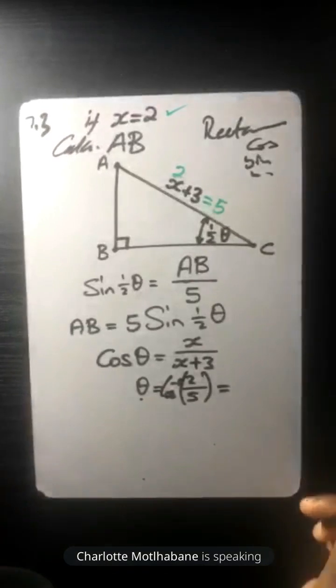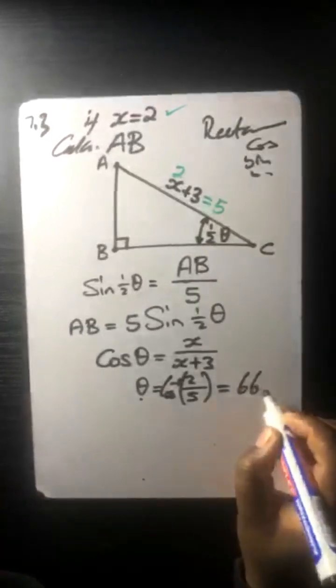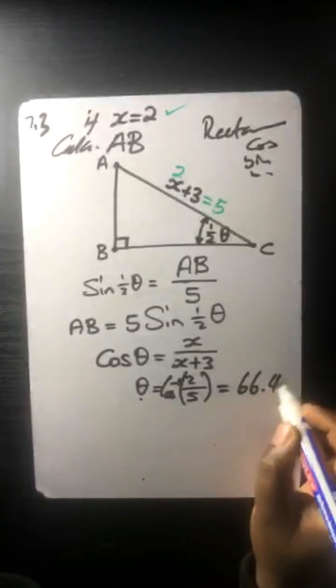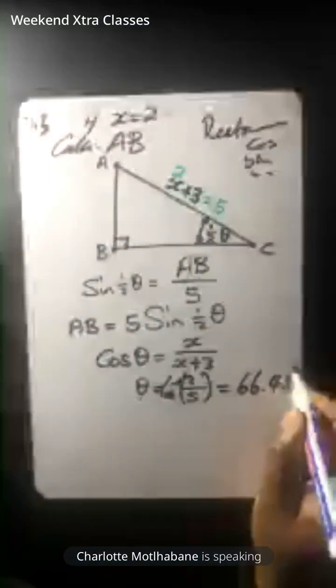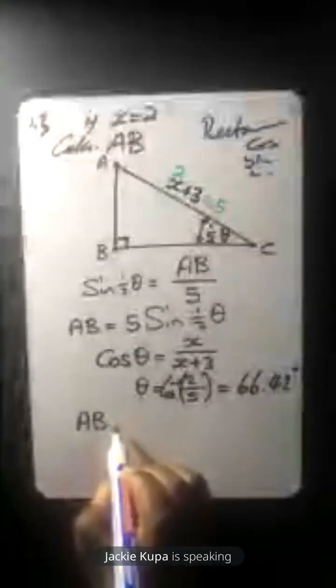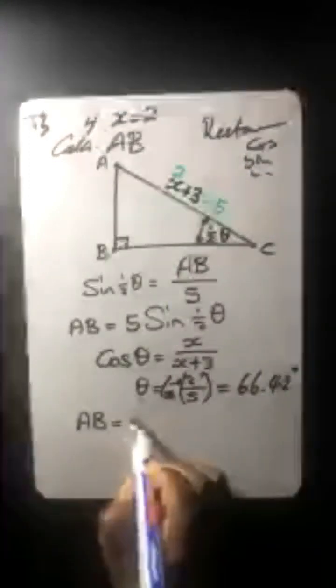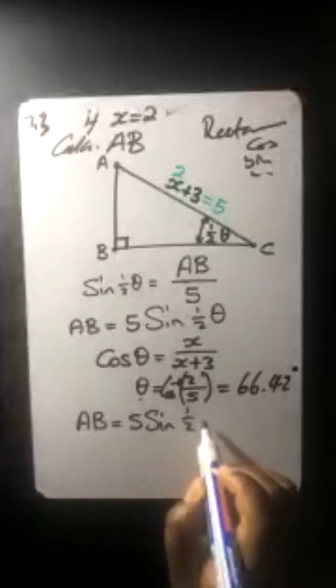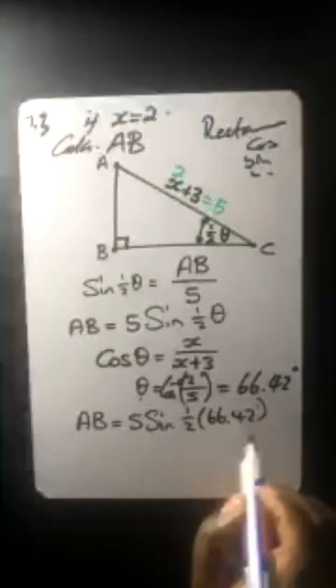What is theta? 66.4. Is it only that? What is the next number? 42. Okay, 66.42. So that means AB, you can say it's equal to, I think it's done, because now we know this is 66.42 or whatever.